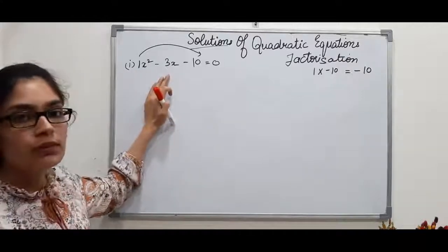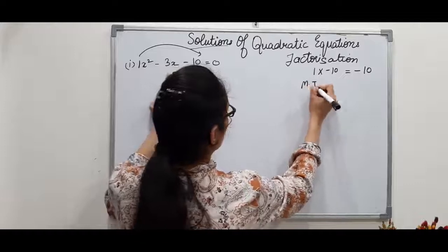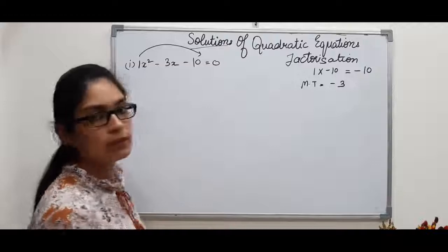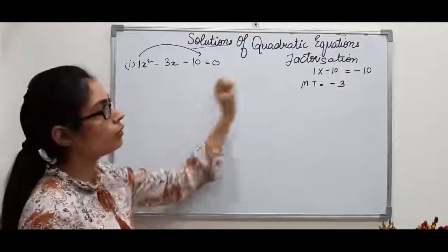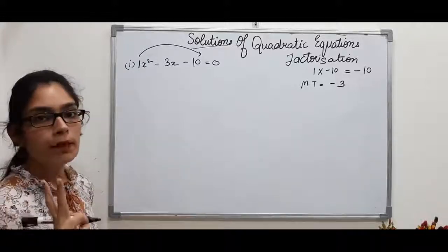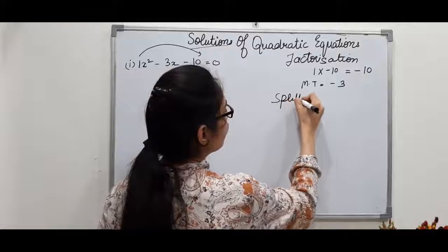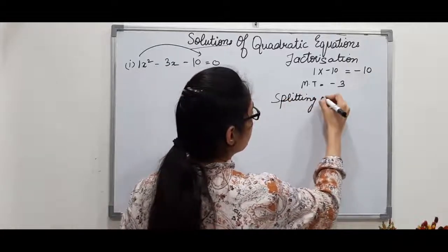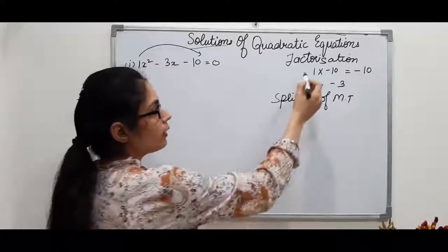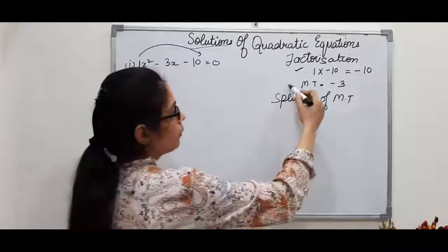Now you have to see the middle term. This is your middle term and it is equal to minus 3. So this is your first step of doing factorization. So we have to split the middle term into two numbers, such that their product should be equal to this and their addition should be equal to this.